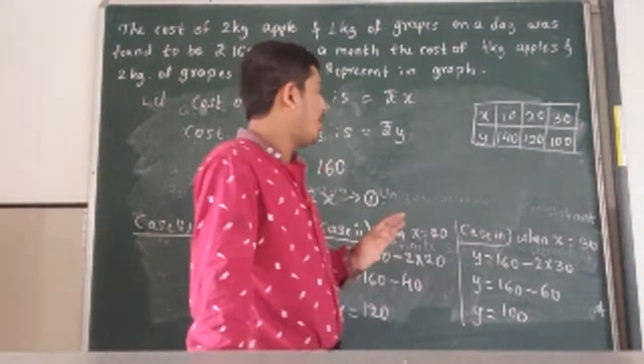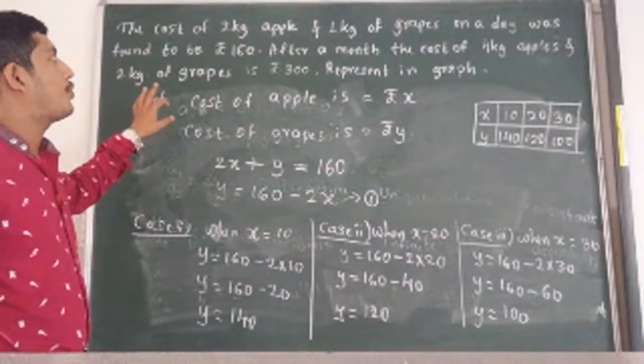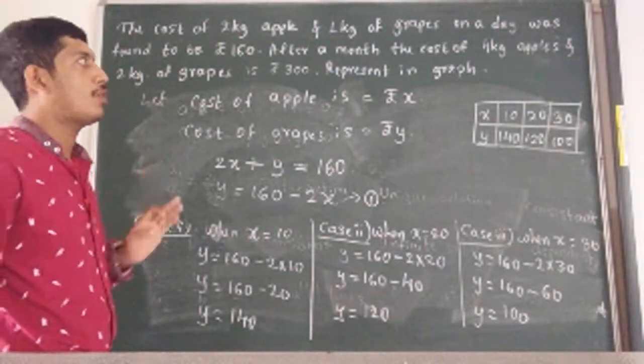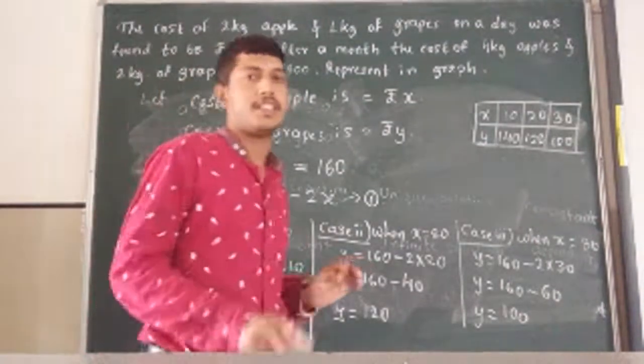Okay, so now this is the first case. When the cost of 2 kg of apples and 1 kg of grapes on a day was found to be rupees 100, this is the first case.